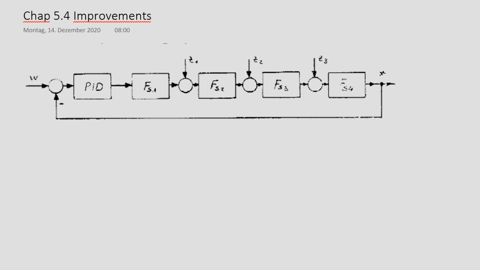Now, in this last chapter of this Control System 1 lecture, we want to talk about improvement of closed-loop systems. The idea behind this is the following, but before I start, note that in the workbook the chapter number is 5.3. There is just a renumbering. I think you are not confused about this.